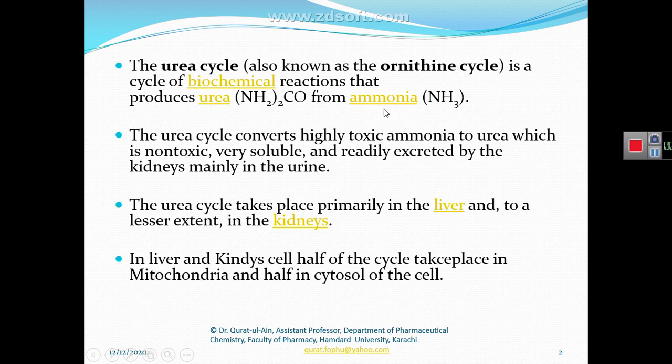And then ammonia is converted into urea after going through the urea cycle, and then urea is excreted out from our body. So the question is: why can't ammonia be excreted from our body in its present form? The answer is that ammonia is highly toxic in nature, and it is not very soluble, so it cannot be excreted easily from the kidneys, the renal tubules.